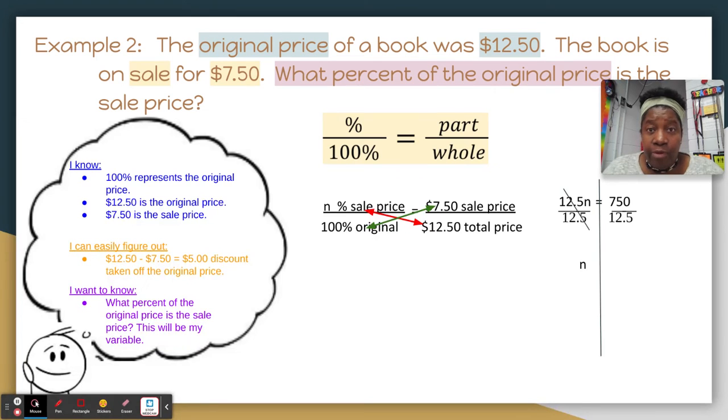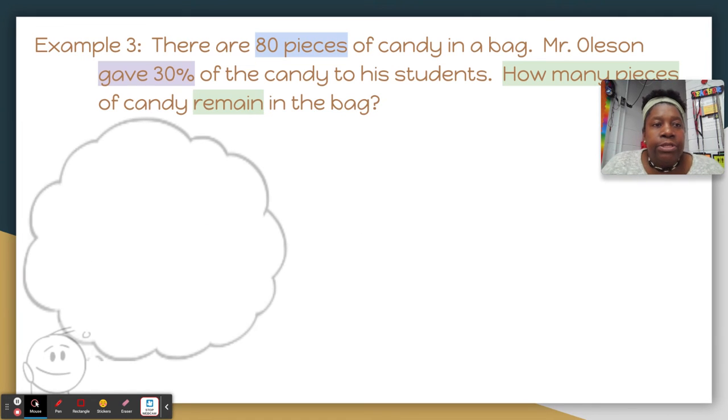12.5 divided by 12.5 is 1. That leaves me with 1n is equal to 60%. So 60% is going to represent the sale price. So that means I only had to pay 60% of the original price to buy that book. It's not bad. Let's go to the next one.